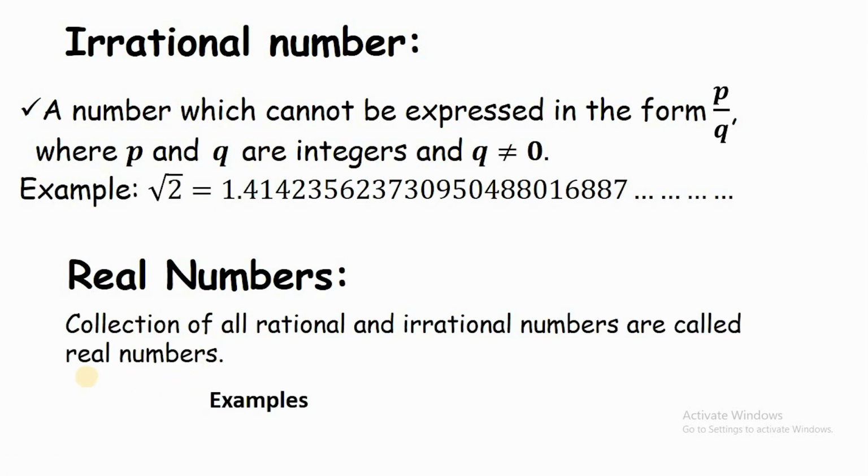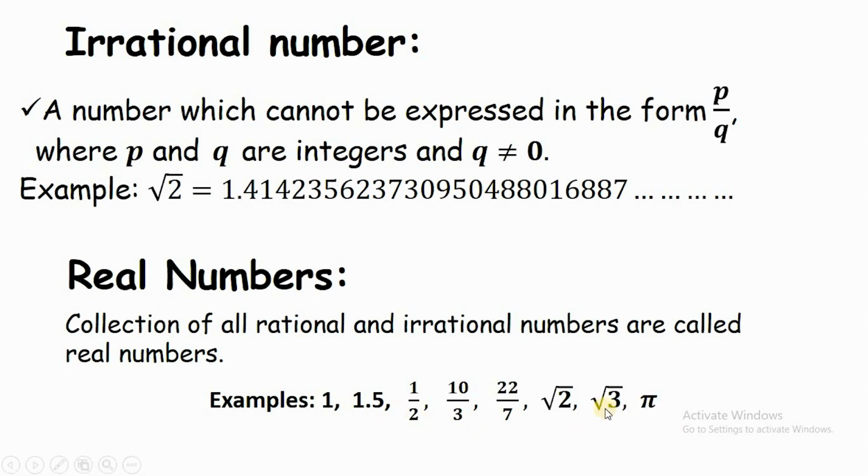We can take a few examples: 1, 1.5, 1 by 2, 10 by 3, 22 by 7, root 2, root 3 and pi. Now in this, you can add a few more examples if you want to. In these examples, 1 is a rational, 1.5 is a rational, 1 by 2 is a rational, 10 by 3 is a rational, 22 by 7 is a rational, and root 2, root 3 and pi are irrational numbers. So rational numbers and irrational numbers together form the real numbers.